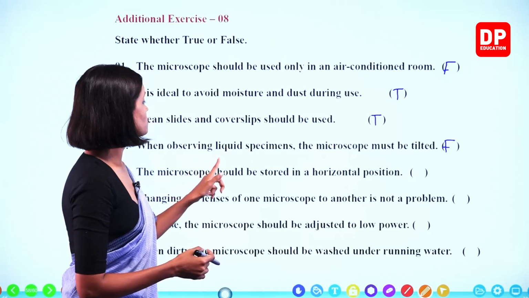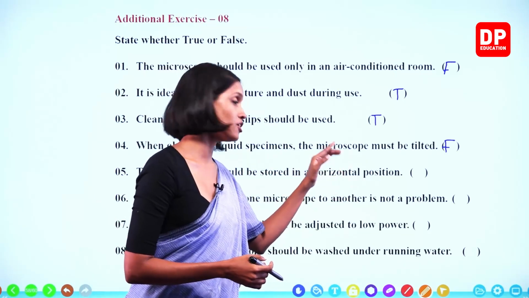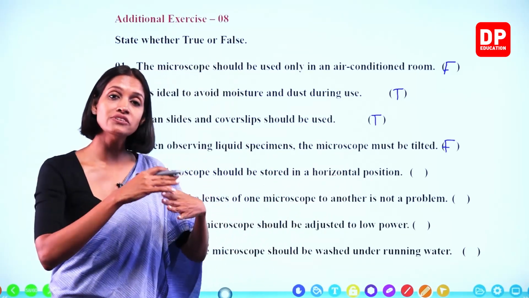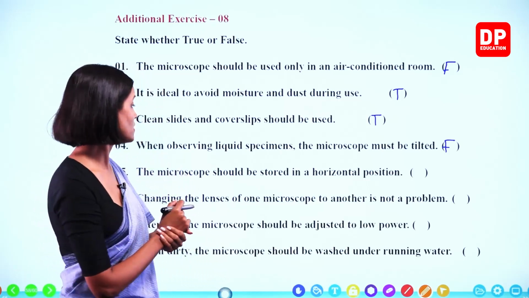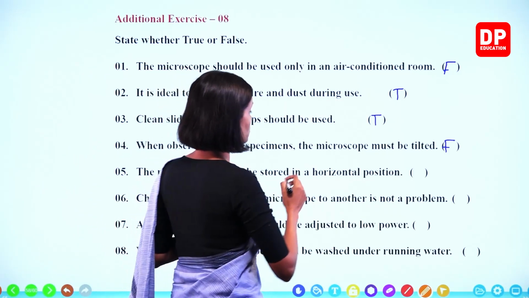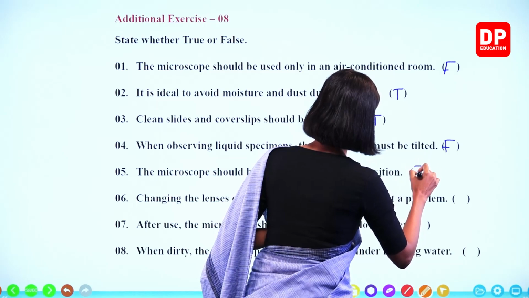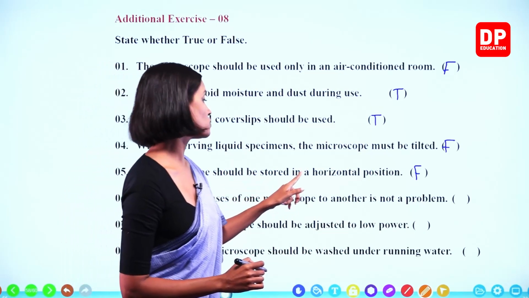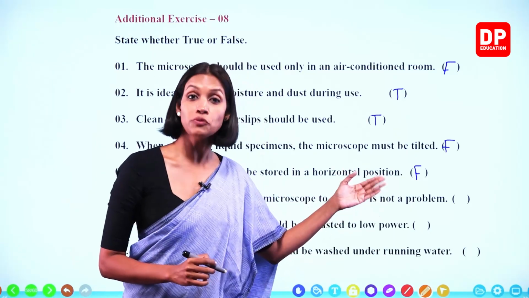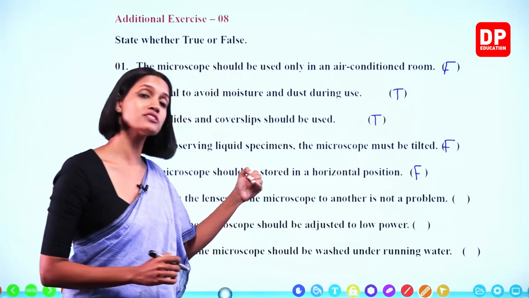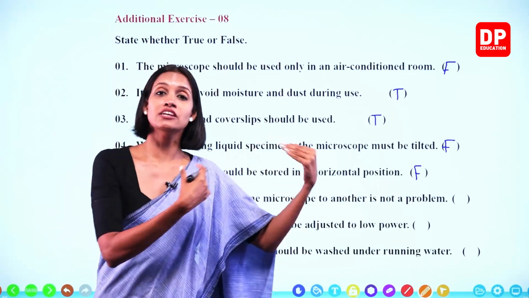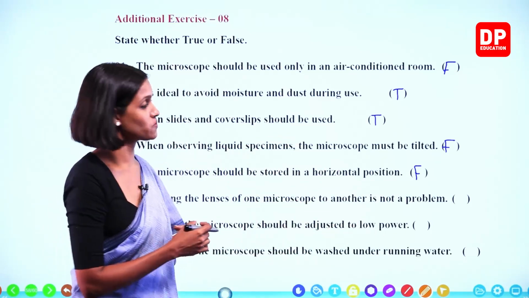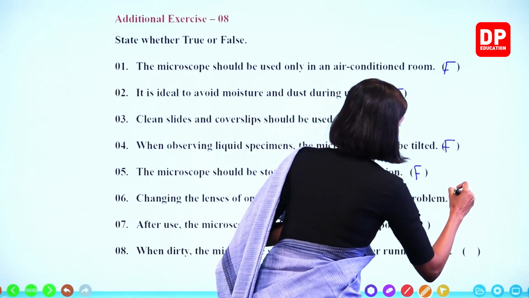The microscope should be stored in a horizontal position? Not horizontal position, it should be in a vertical or upward position, right? The microscope should be stored in a horizontal position is false. Changing the lenses of one microscope to another is not a problem. No, it is a problem because if one microscope has fungus on it, it will spread to the other microscopes as well, right? So it's false.